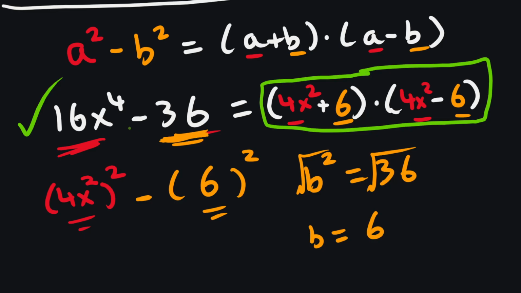There we go. So 16x to the 4th minus 36 factored gives you 4x squared plus 6 in parentheses times 4x squared minus 6 in parentheses. Perfect. So that is how you factor a difference of squares and perfect square trinomials.